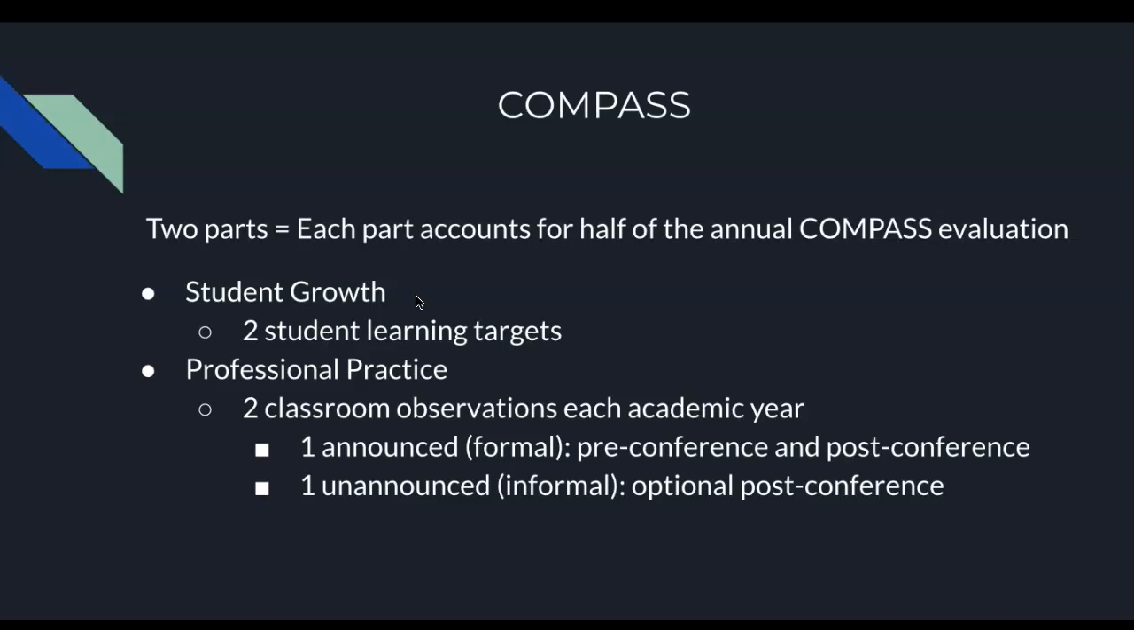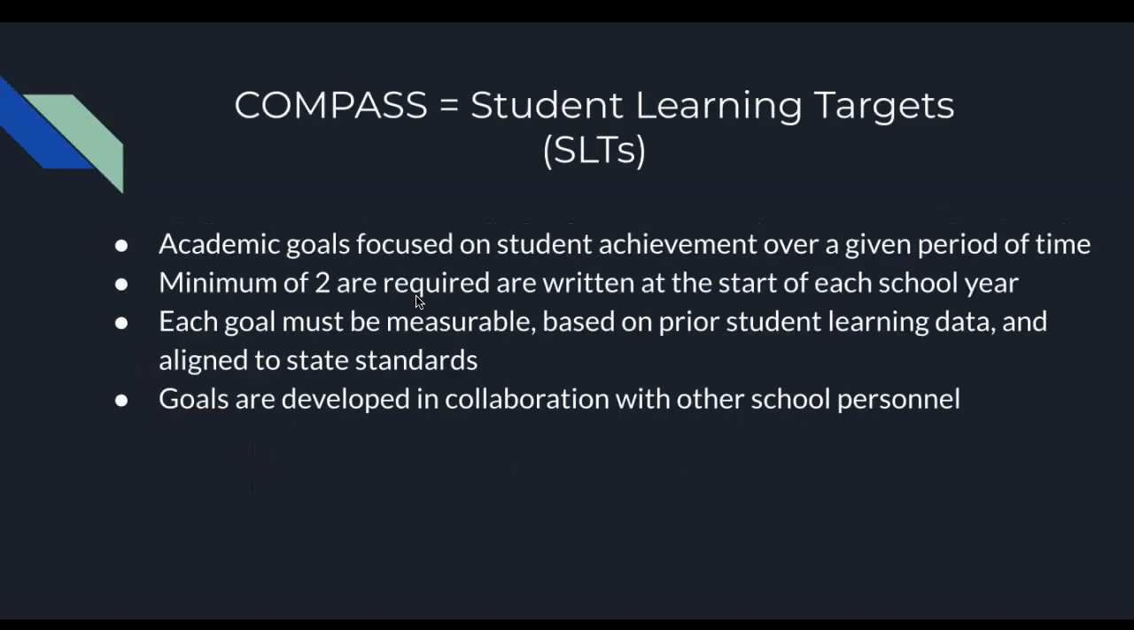Going back here, kind of picture this as a Venn diagram. So your two circles, two parts of your evaluation for Compass. One is the student growth with SLTs. One is your observations, much like the NIET rubrics. So that circle that is student growth is based on two SLTs. As a teacher, you'll work with your mentor, your teacher coach, and your administration, and you will develop two SLTs for each school year.